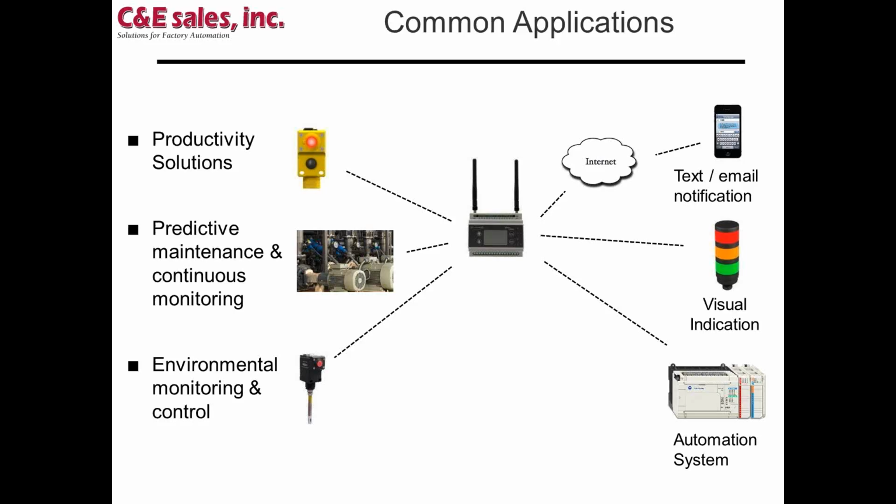Some common applications: productivity solutions, predictive maintenance and continuous monitoring, environmental monitoring. DXM100 has the capabilities of sending text messages or emails out based on conditions. It can control visual indication based on conditions and thresholds. And it provides communication to automation systems through Modbus RTU, Modbus TCP over Ethernet, and EtherNet/IP. Profinet is coming or in the works, but we don't have a time frame for that as of yet.